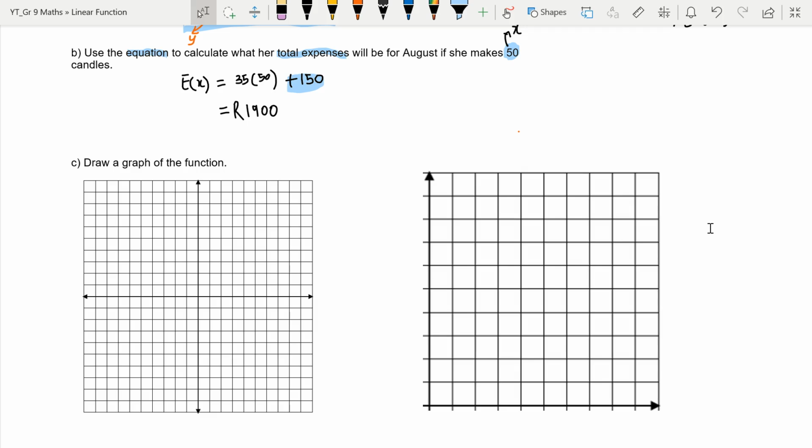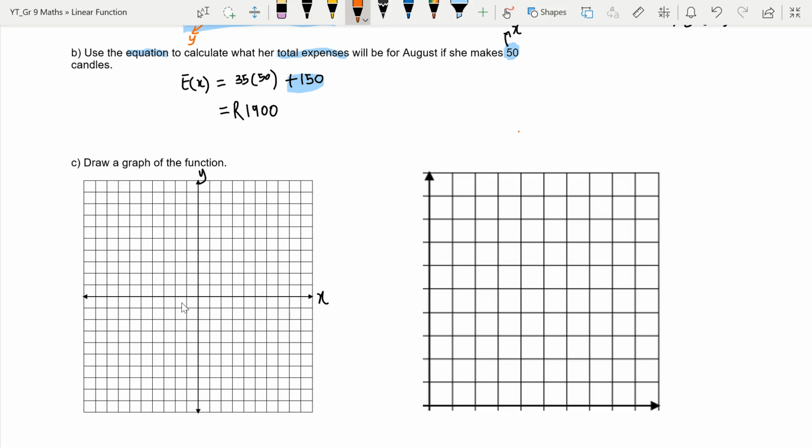Now they want us to draw the graph of this function. We can do that. It takes on the form of y is equal to mx plus c. We can substitute input values and we can get outputs out. I put the Cartesian plane there for us to use, but we need to think about the context. Our x would be the number of candles, and then the vertical axis, our expenses.